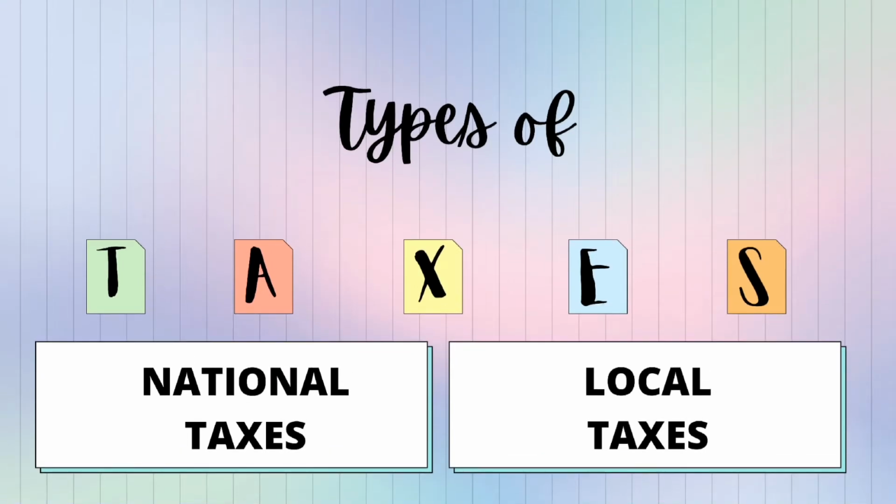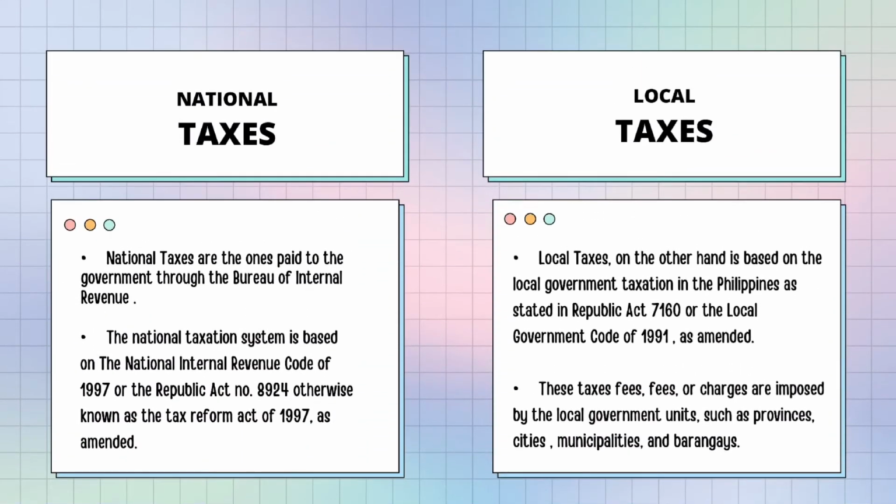Types of taxes: national taxes and local taxes. What are the different tax types? National taxes are the ones paid to the government through the Bureau of Internal Revenue, or BIR. Our national taxation system is based on the National Internal Revenue Code of 1997, or Republic Act number 8424, also known as the Tax Reform Act of 1997 as amended. Import and export tariffs levied by the Bureau of Customs are also considered national taxes and duties.